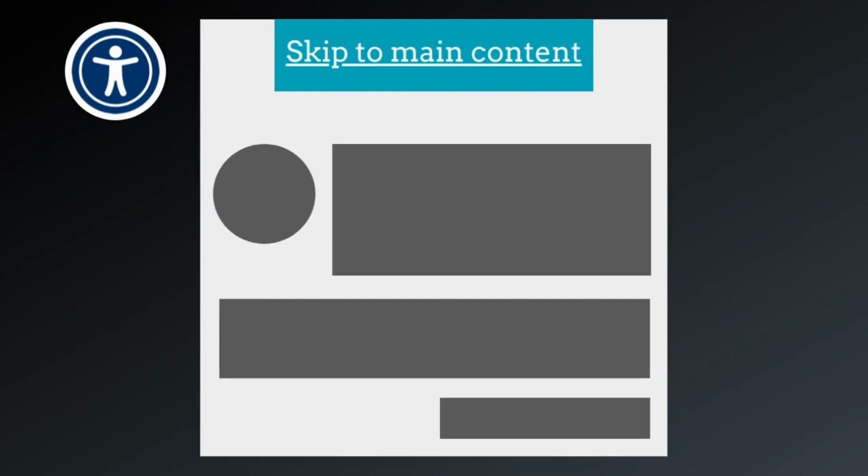Today we will explore skip to main content, also known as skip navigation links. These links are commonly used to skip sections such as a menu, header or advertisements, anything that's repetitive on a page. This helps keyboard-only users to directly go to the main content without having to tab multiple times.